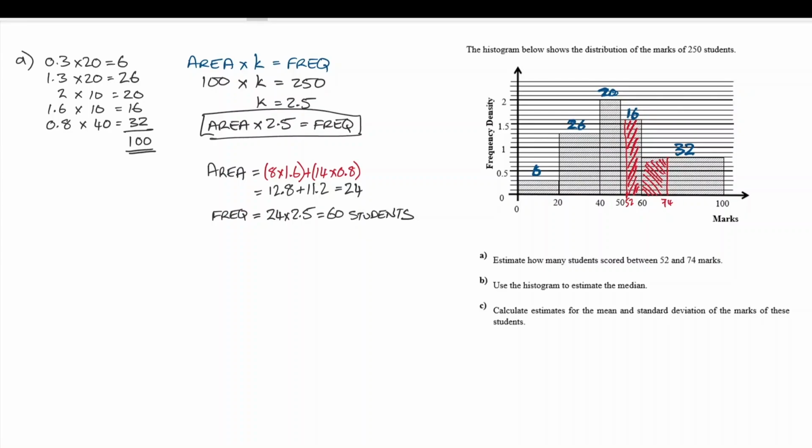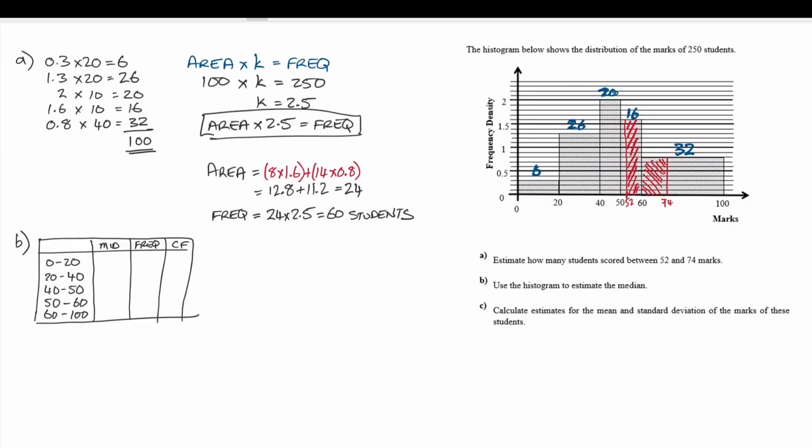In part B, we're asked to use the histogram to estimate the median. Well, we can do this graphically, but a histogram can always be turned into a frequency table quite easily. We know the limits, we know the class boundaries for each of these intervals: 0 to 20, 20 to 40, 40 to 50. So we can find midpoints, we can list frequencies, and we can find cumulative frequencies.